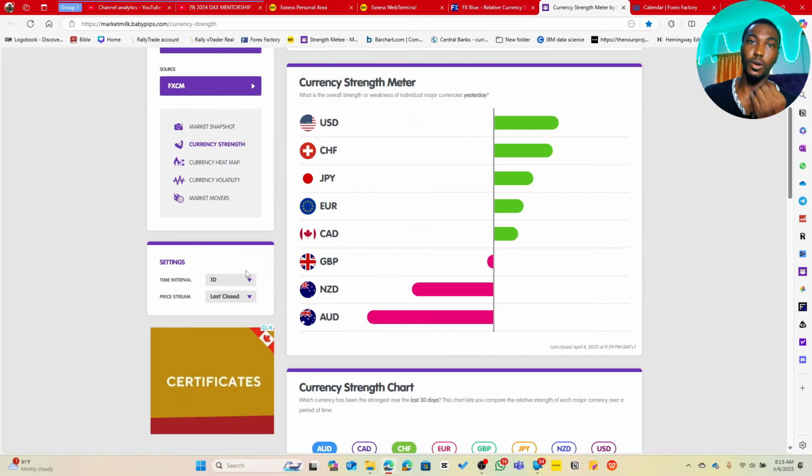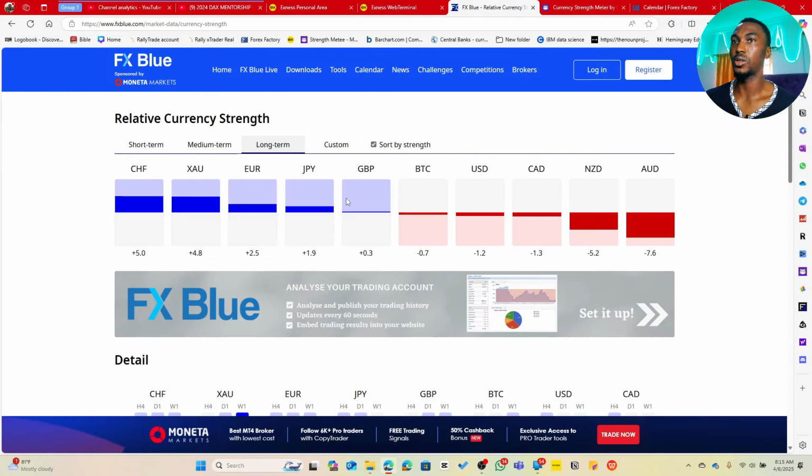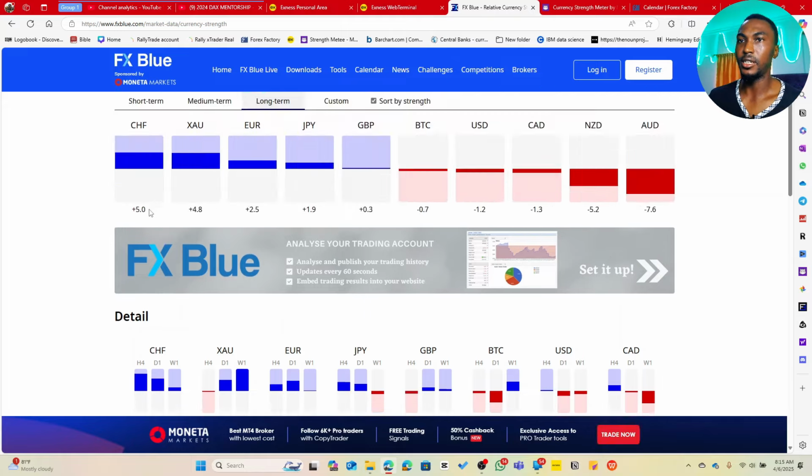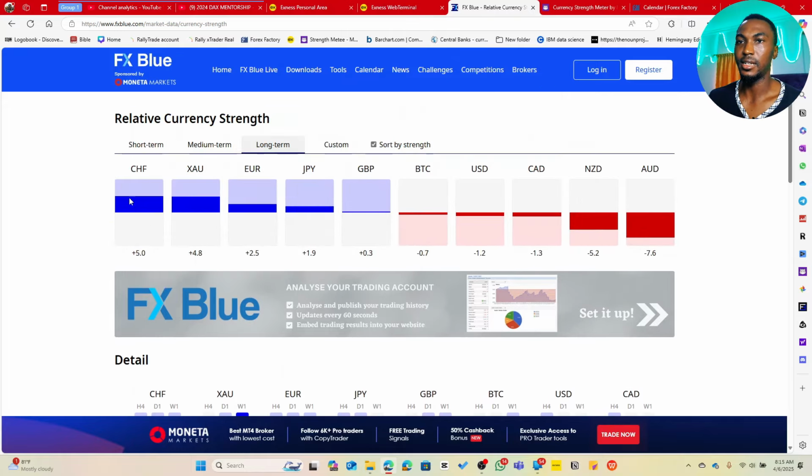I do not need to be doing this all the time. This is why I switched into something called fxblue.com, market-data/currency-strength. The reason why I like this place is it gives me a clean, instant indication of strength by taking weekly, the daily, the 4 hours trend and giving me the average of that currency. So you can see these 3 put together, the average of it is 5, and that is extremely bullish. And right here you can tell right off the bat that the Swiss franc was the strongest move in terms of the long term.